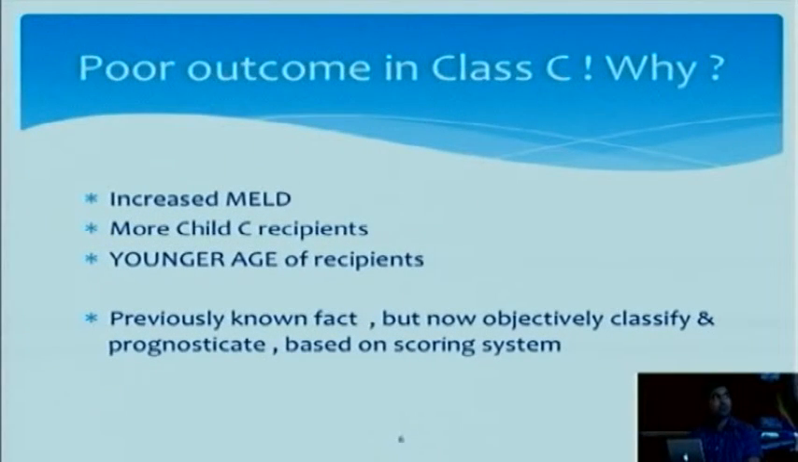Why was there such a bad outcome in class C? It's a known fact already, but probably because of the increased MELD score in class C patients, more Child C recipients. Surprisingly, a lot of young age recipients were there in class C. We already know this, but it's just more of a subjective fact. But now we have this scoring system to objectively classify and prognosticate.